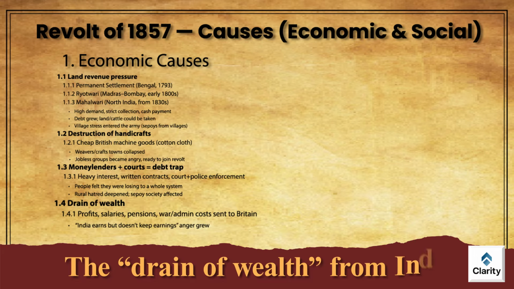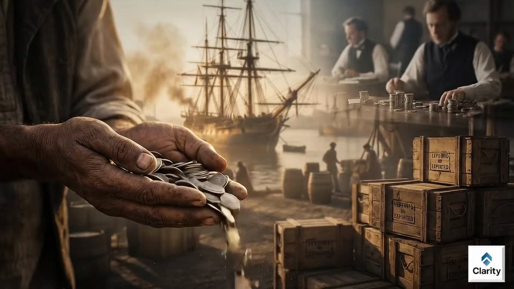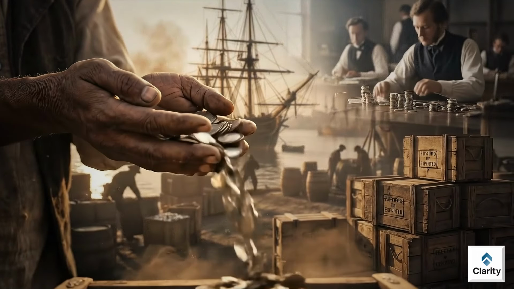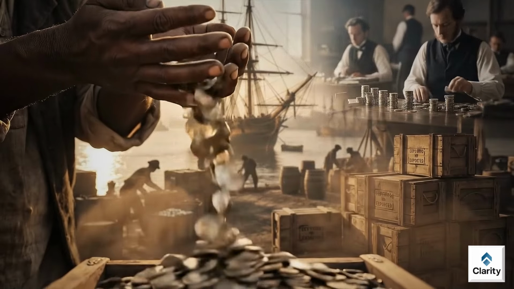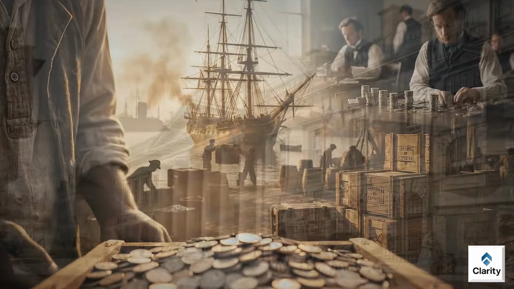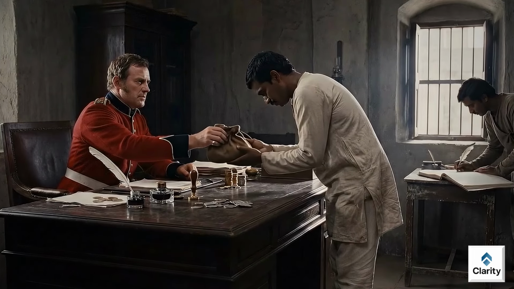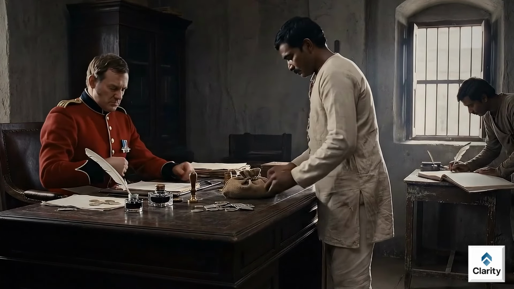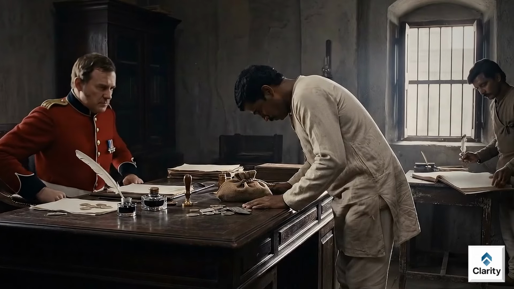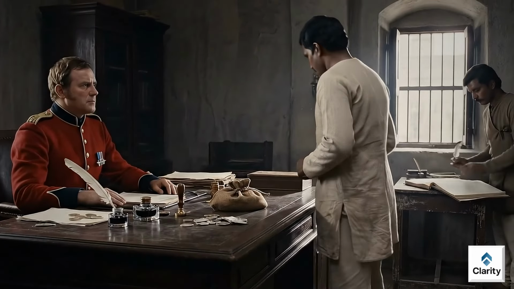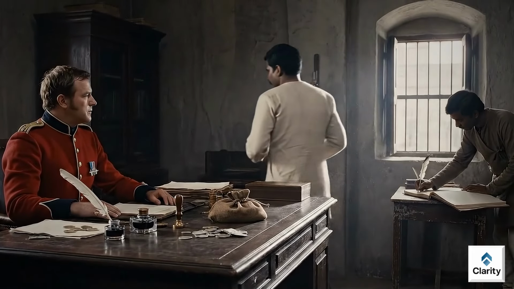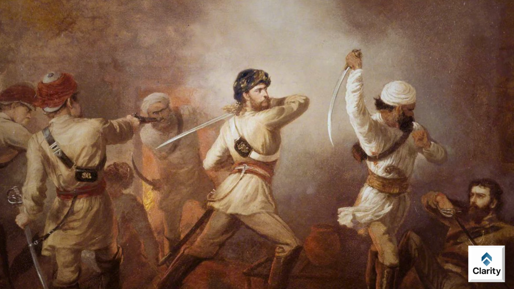The fourth economic cause was the drain of wealth from India. Drain of wealth means India's money was going out to Britain instead of staying here. Company profits went out. British officers drew high salaries from Indian revenue. Later, pensions were also paid from India but spent in Britain. Even wars and administrative costs were charged on India.